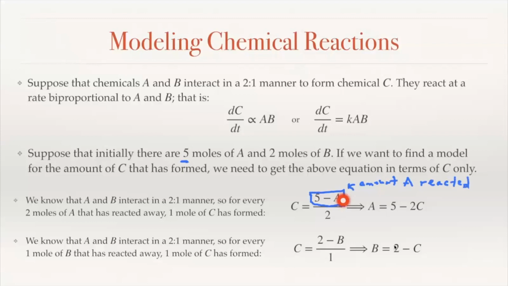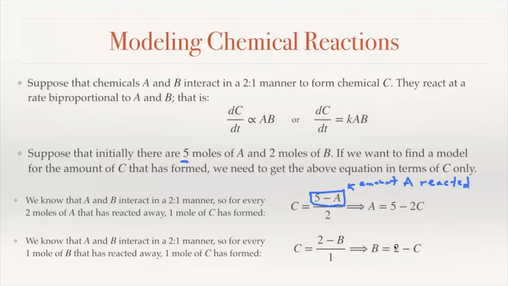The amount of A is decreasing, so if there are 2 moles of A left, that means that 3 moles have reacted away. And for every mole of A that has reacted away, 1/2 of a mole of C has formed, since it takes 2 moles of A to form 1 mole of C. So from this equation, solving for A, multiply both sides by 2, add A, subtract 2C, and we have A is 5 minus 2C.